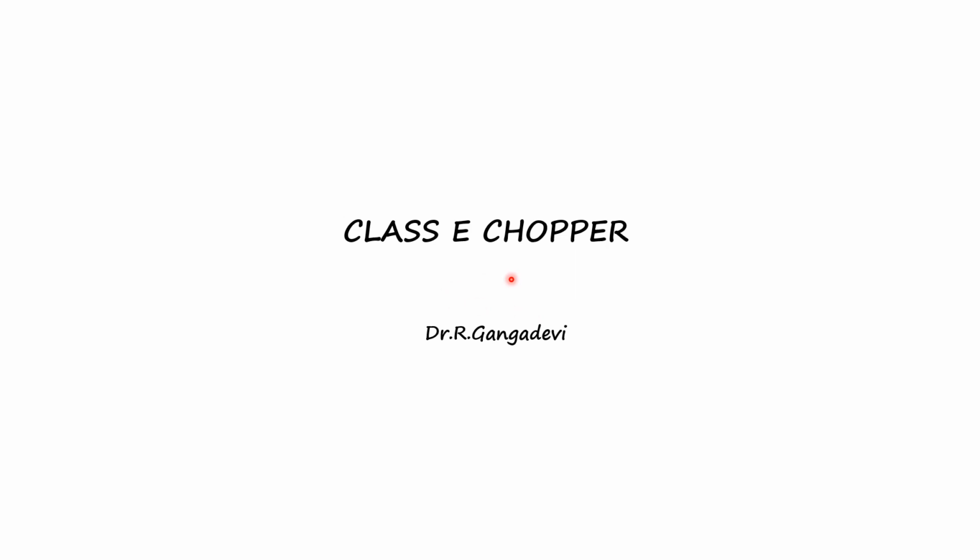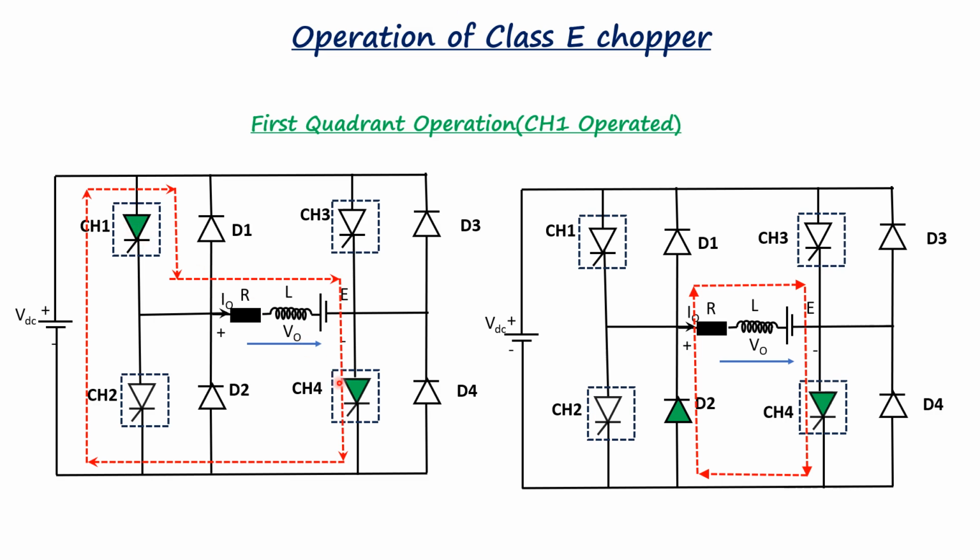Now let us see the working principle and operation of class A chopper. The circuit consists of 4 semiconductor switches which are CH1 to CH4, and we have 4 diodes from D1 to D4. The 4 diodes are connected in anti-parallel. For the first quadrant operation, chopper 1 is operated. For second quadrant operation, chopper 2 is operated. For third quadrant operation, chopper 3 is operated. And for fourth quadrant operation, chopper 4 is operated. Now let us see the operation separately for each quadrant.